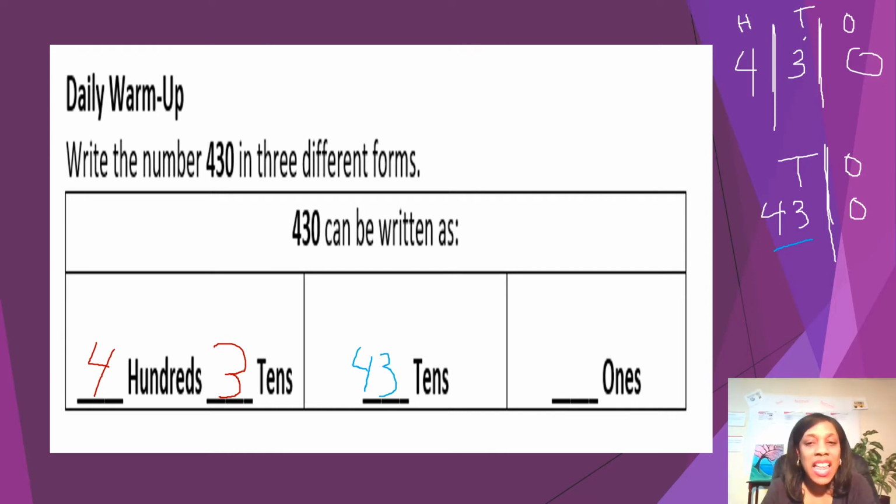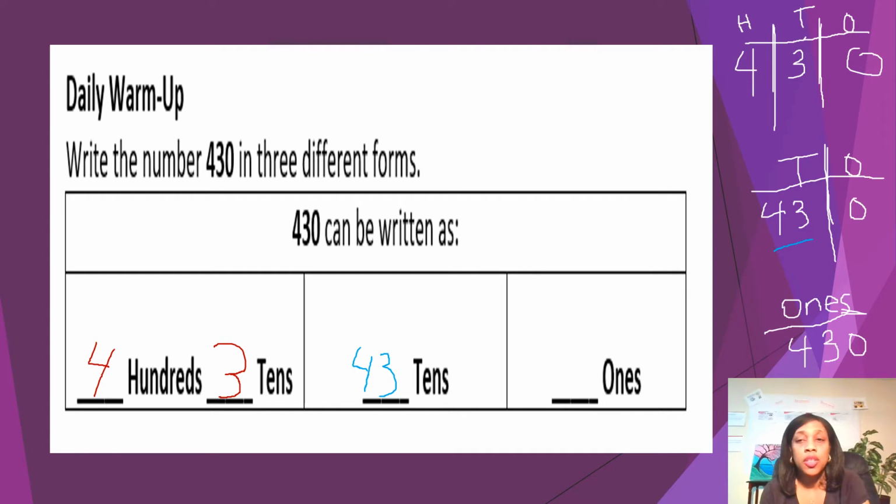Now, let's make the last place value chart where I only show you the ones place. So first, I took away the hundreds place and ended up with 43 tens. Now, if I take away the tens place, I'm going to end up with 430 ones. So how many ones do I have? I have 430 ones. All right, let's move on to my new learning.